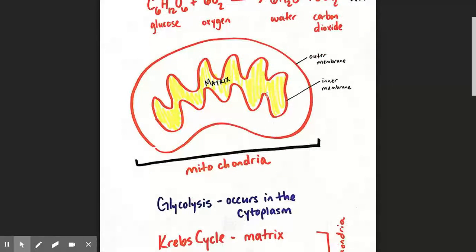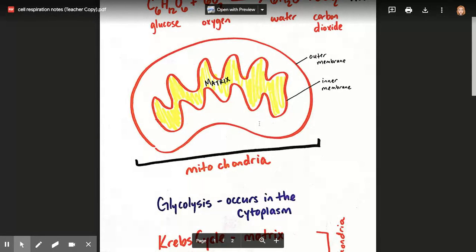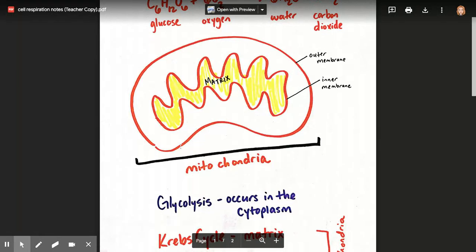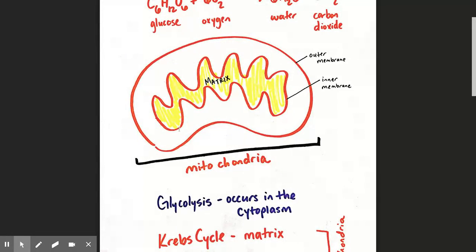So, just like we did for our study of photosynthesis, I want to review some basic parts of the mitochondria. The mitochondria actually has an outer membrane and an inner membrane. And then inside here, this space is called the matrix. I know it sounds super fancy. So you want to familiarize yourself with this kind of anatomy, if you will, of a mitochondria.